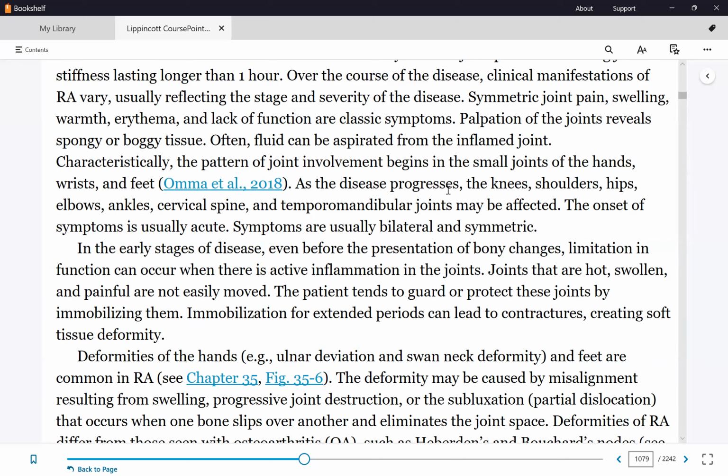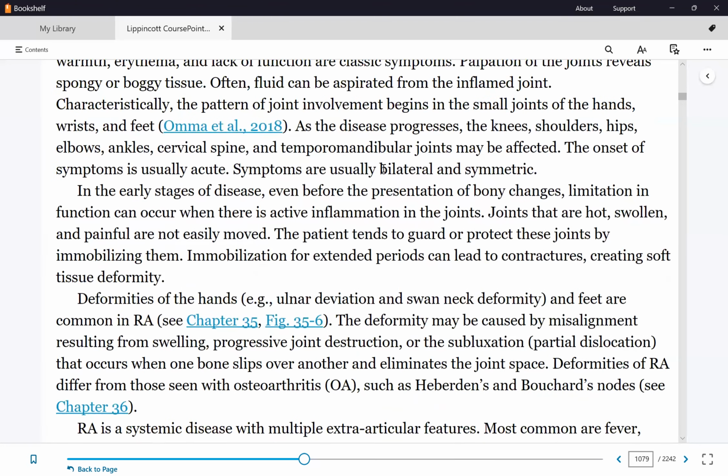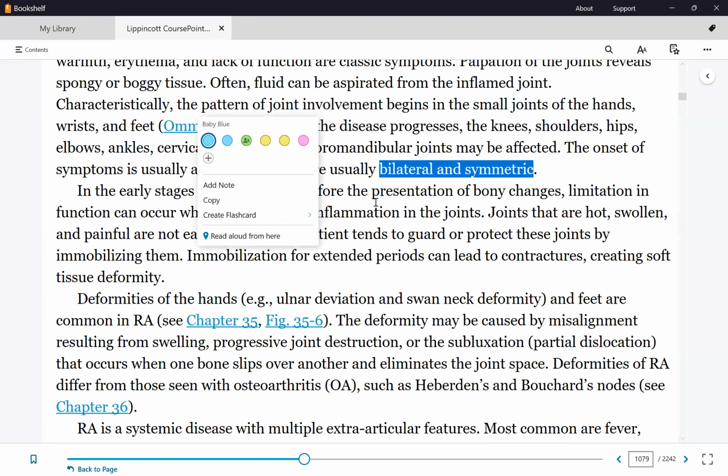So here, as the disease progresses, it starts from the small joints in the hands and then affects larger joints over time: knee, shoulders, hips, elbows, ankles, and even the spine, or even your jaw. In some cases, it's always again bilateral and symmetrical. It's always both sides. Are we clear? So this is the distinguishing feature of osteoarthritis and rheumatoid arthritis.